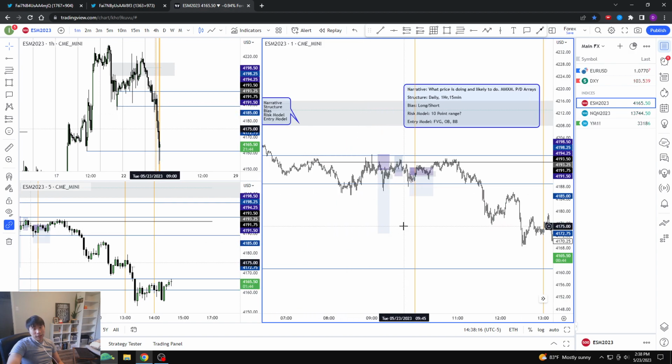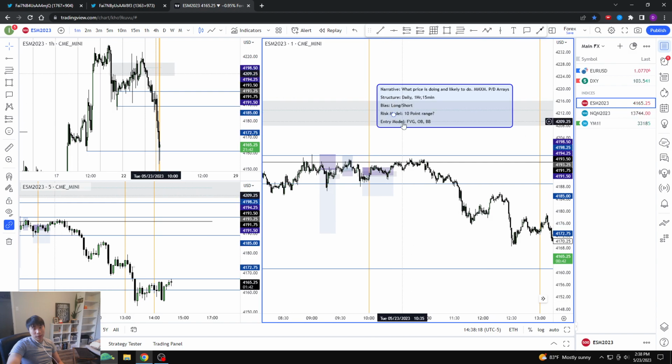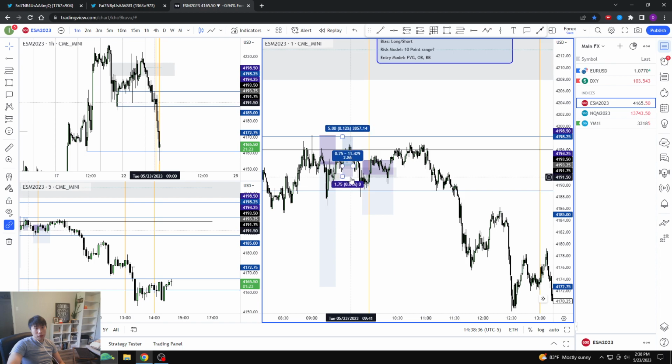So that is the general gist of how I do my thing. I look at the narrative. Price is doing market maker X model. In this case, it's the market maker sell model. And what PD arrays are being respected and being made, structure bearish. Entry models here were fair value gaps.